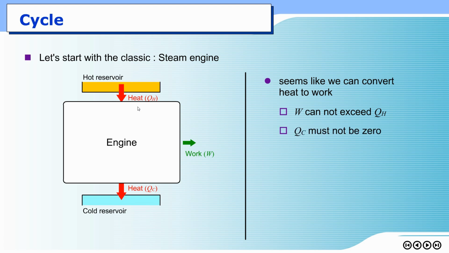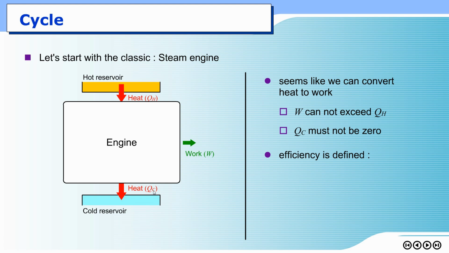At the same time, according to the second law, we cannot have QC be 0. Why do I say that? Because if QC is 0, that means QH is equal to W. In other words, you could convert heat into work 100%. But from the last clip, part 1 of lecture 4a, we said that work is more valuable than heat, so we cannot completely convert heat back to work. So QC cannot be 0.